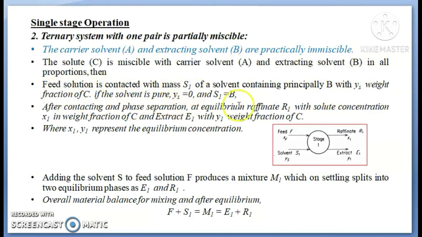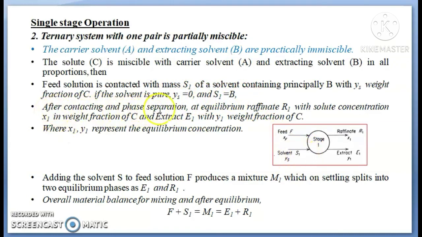Feed solution is contacted with mass S1. Now the solvent is indicated by S1, and the concentration of the solute C for each stream, feed as well as solvent, extract and raffinate, is indicated by the weight fraction. Here the feed solution F is contacted with the solvent S1. The solvent containing principally B, with Ys as the weight fraction of C, that is Ys into B, is equal to S1. If the solvent is pure, Ys is equal to 0, then S1 becomes equal to B, as seen in the earlier case.